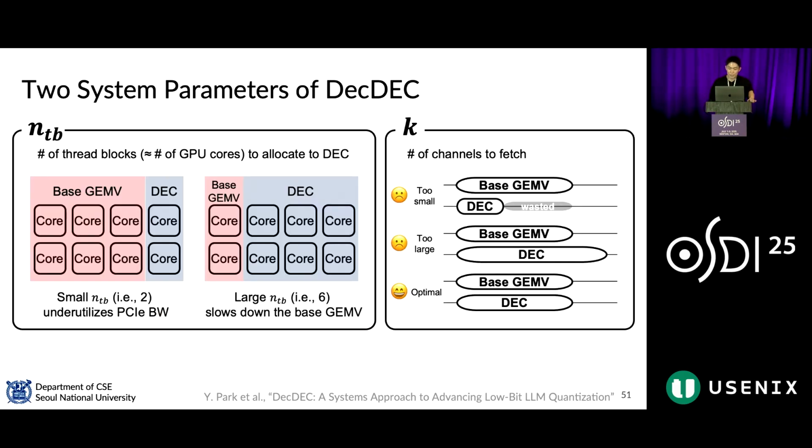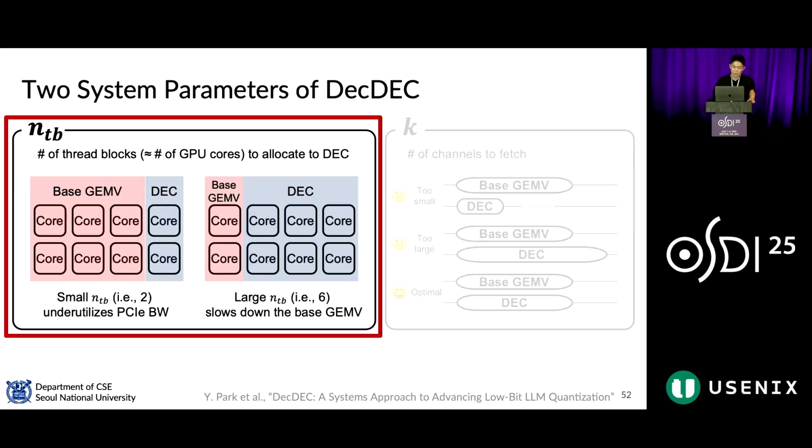There are 2 main system parameters in DecDEC. The first one is called NTB. As you know, in DecDEC, the base GEMV and DEC kernels run simultaneously. So we need to allocate resources. Specifically, we need to allocate GPU cores between these 2 operations. And NTB controls how many cores are assigned to DEC.